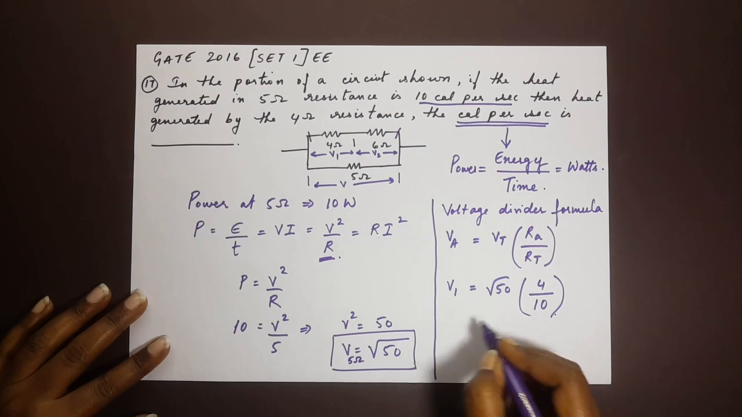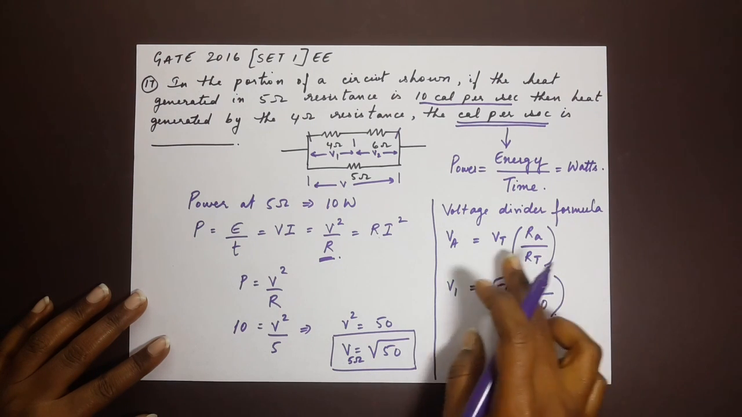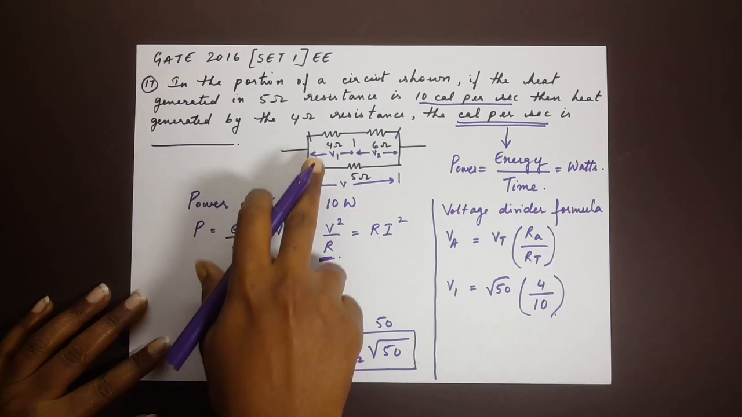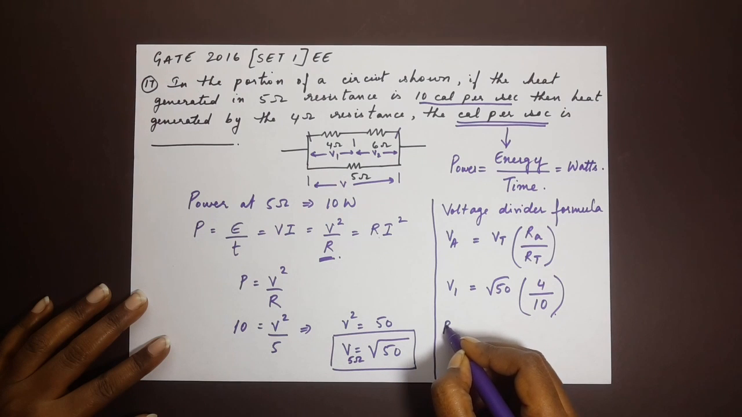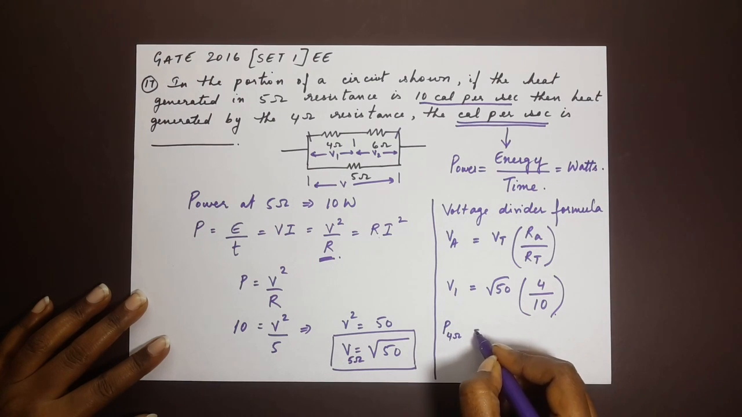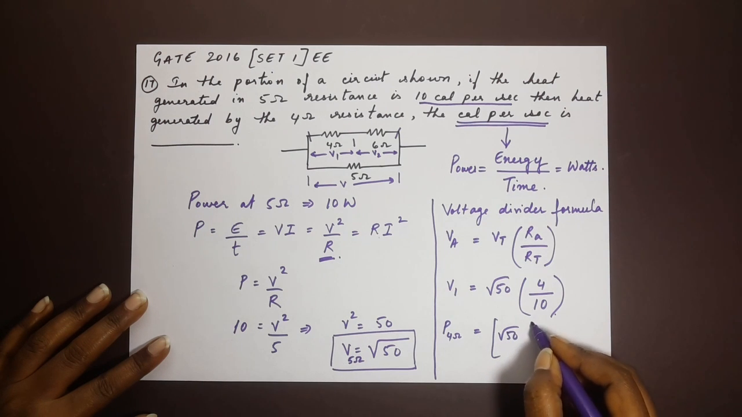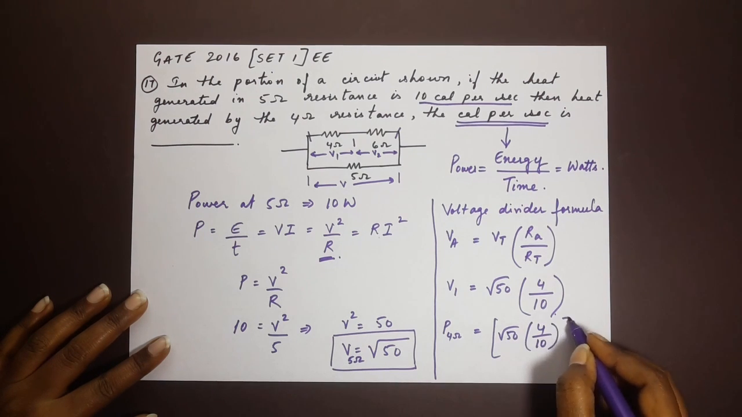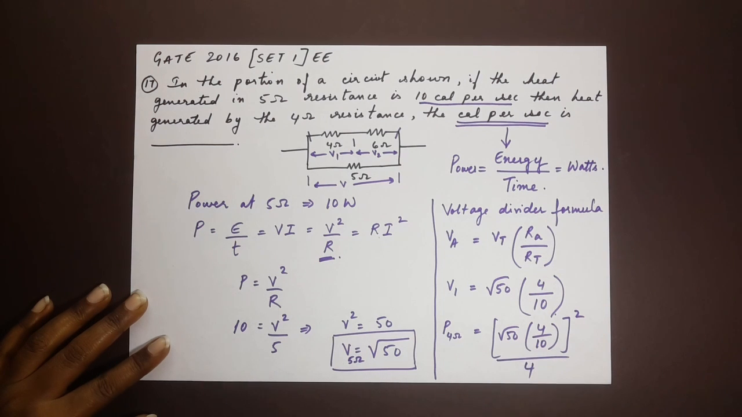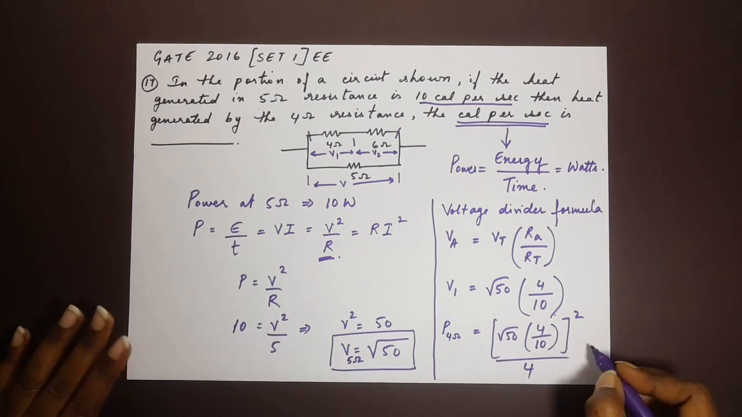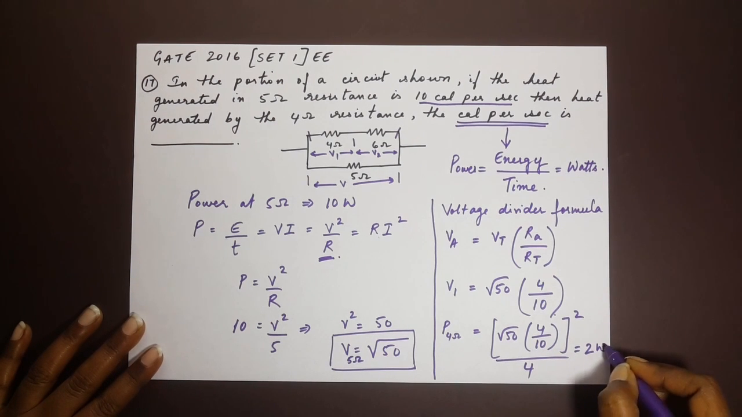Okay, so let me use the same value here and apply it directly to the power, since we need to find the power. So power across the 4 ohm resistor can be written as root 50 times 4 by 10, whole square, divided by 4. So this is the basic relation. Okay, so we can take 1 by 4 outside and try to solve this, square it. You will obtain 2 watts.